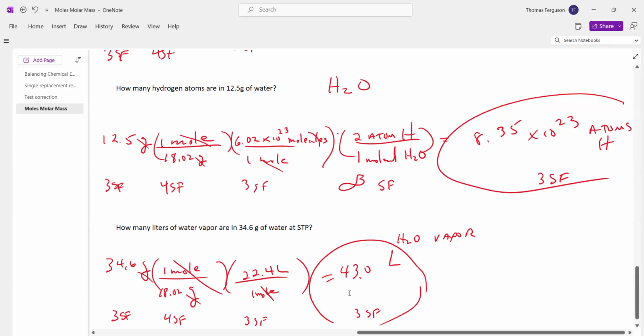Now you can also say how many molecules of water vapor, excuse me, let me back up. How many molecules of water vapor are in 34.6 liters of water? Are there any questions about this one? And remember, this doesn't matter if it's water, hydrogen gas, helium gas, oxygen gas, as long as it's a gas, it's 22.4. Okay, so I'm going to do one more.